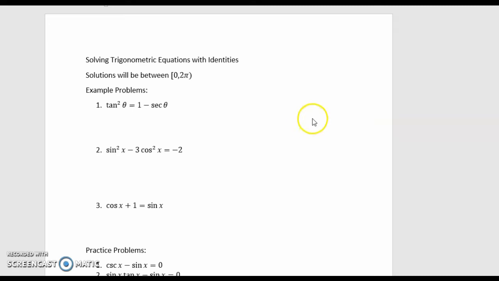For today, all of our solutions are going to be restricted to between 0 and 2 pi. That is so we have a specific range in which we're giving our solutions. We're not providing a general solution, we have a specific solution. And we have 3 example problems we're going to work through. All this is basically going to be applying the verifying and simplifying identities that we've done in the past to solving equations. So let's go on over and work through the first problem.